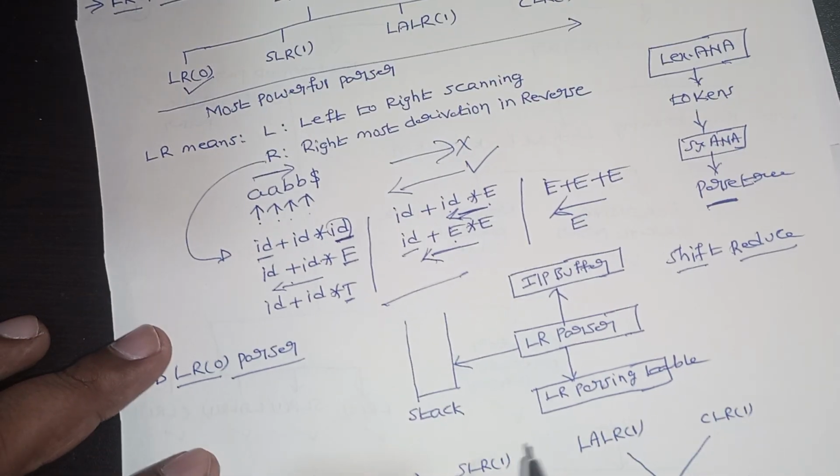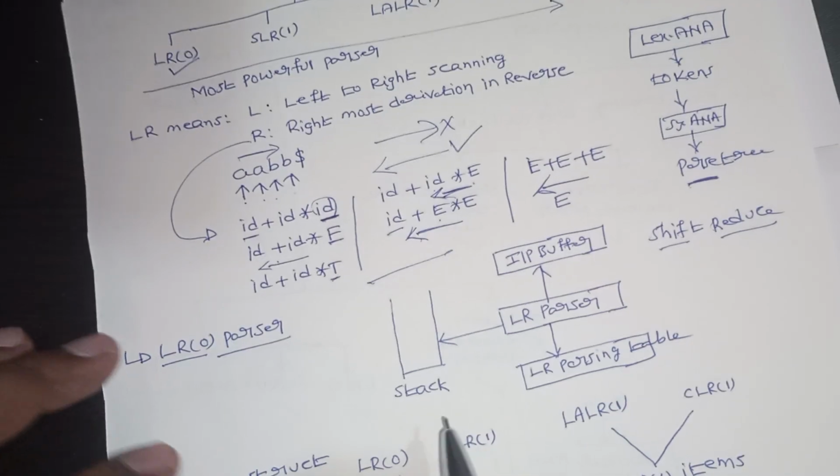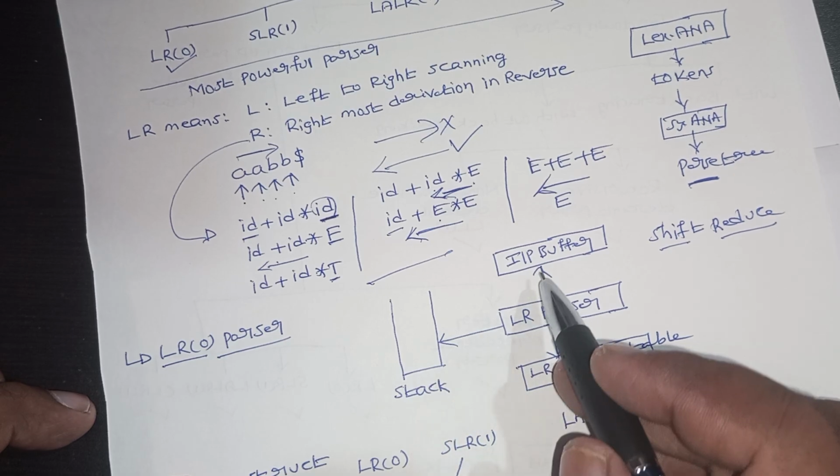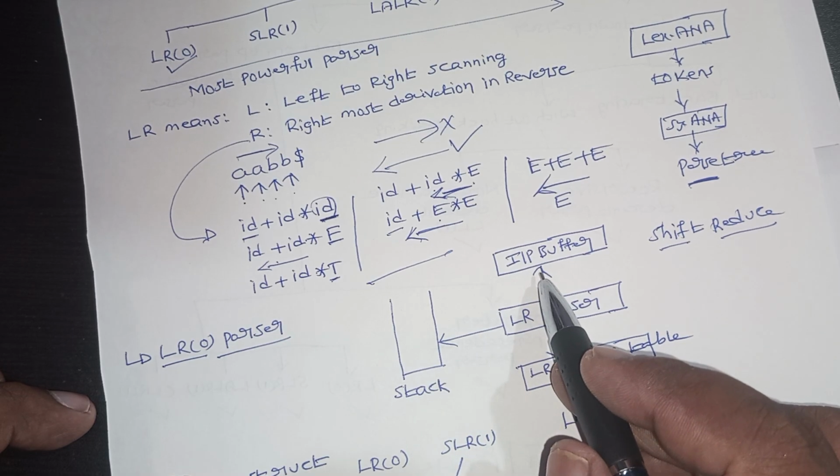Now coming to the diagram. In this I have a stack. The stack is a data structure used to perform shift reduce. Shift means push and pop. The input buffer is where I have to store the string.